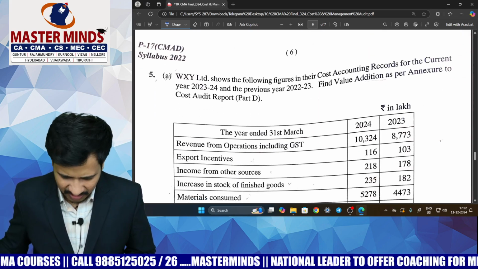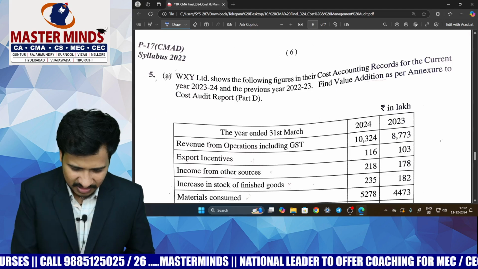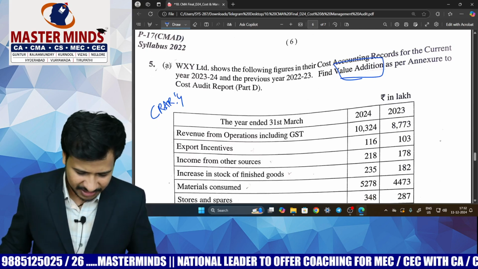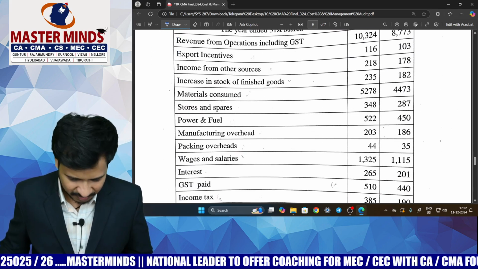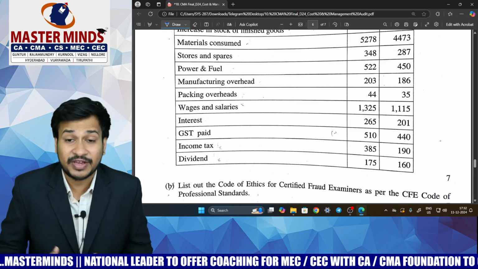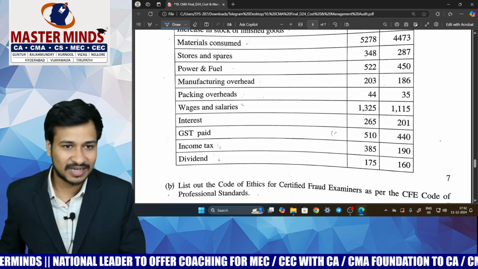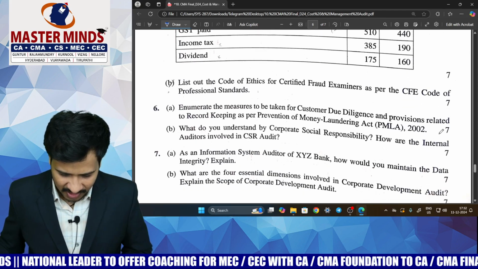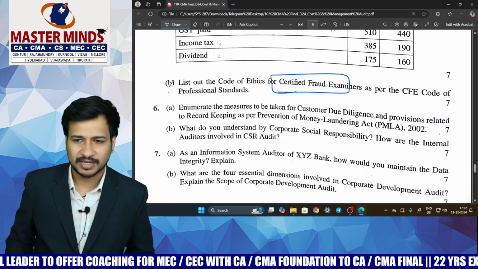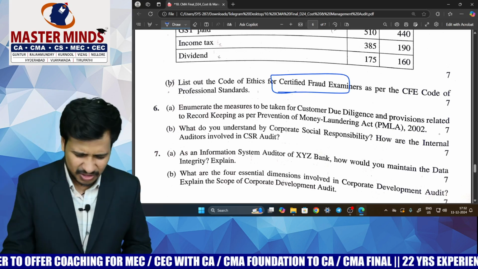And very simple. And moving on to the next thing, this is CRAR 2014. He is asking to compute value addition. It's very simple. Everything is covered. Moreover, in our material, in Masterminds material, we have covered more elements rather than this one. And next one, list out the code of ethics relating to CFEs, certified fraud examiners. The last parts of forensic audit, which is very simple.